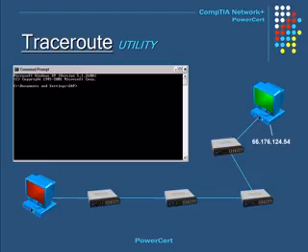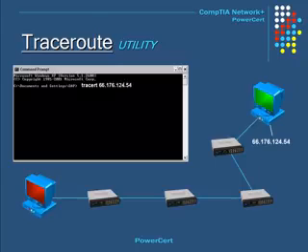Our next utility is called traceRT, which stands for trace route. And this is used to find out the exact path the data packet is taking on its way to the destination. So for example, let's go ahead and trace the route from our computer to another computer. So at a command prompt, we would type traceRT space and then the IP address and press enter.